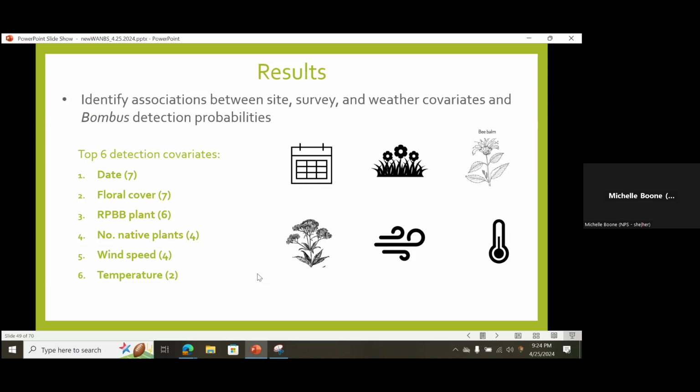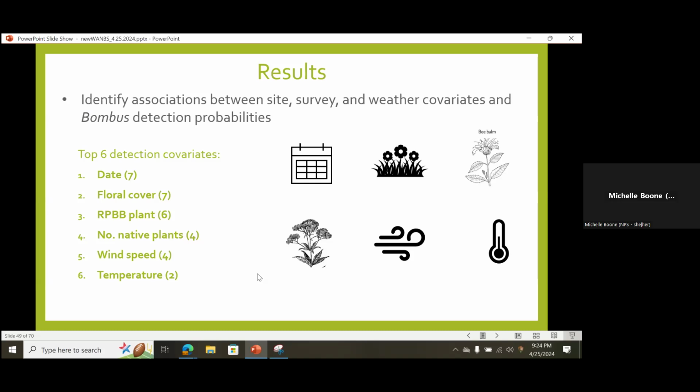So our top 6 detection covariates in order were date, or well, date and floral cover were tied really, then rusty patch bumblebee, number of native plants, wind speed, and temperature. I think all of these things came up in our word cloud. The numbers in parentheses are how many out of 7 species had a strong relationship. So you can see after wind speed, it drops off. Temperature only had a strong influence on 2 species.